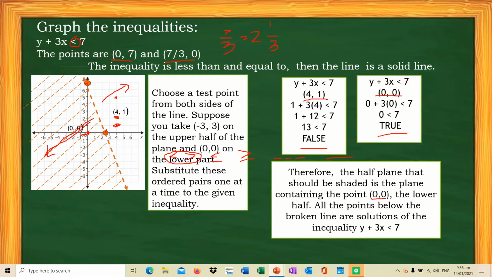So, dahil dito nag-true, so pababa ang pag-shade. Okay. So, eto yung region that makes the inequality true. Okay, so all the points below this broken line, lahat ng nasa shaded region are the solutions of the inequality y plus 3x is less than 7.